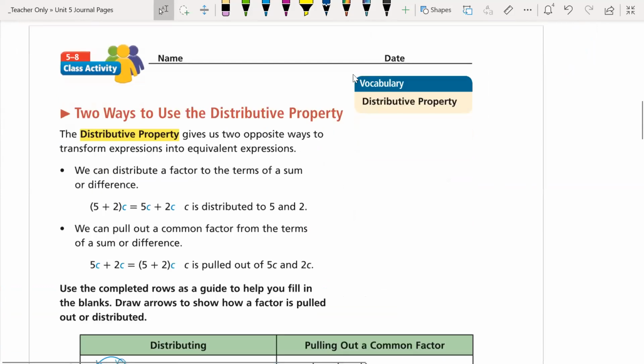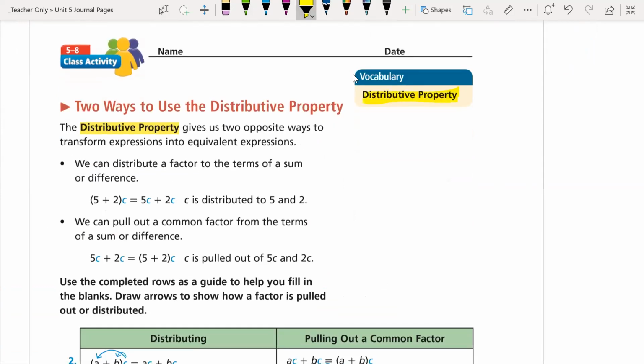Okay, page 196. Here's your vocabulary word, distributive property. The distributive property gives us two opposite ways to transform expressions. And if you remember in science, we talked about transform. It just means to rearrange in a different way into equivalent expressions. We can distribute a factor to the terms of a sum or difference. 5 plus 2 times C is equal to 5C plus 2C, but C is distributed to both the 5 and the 2. We can pull out a common factor from the terms of a sum or a difference. Okay, so we can go forwards or backwards is what it's saying to you.